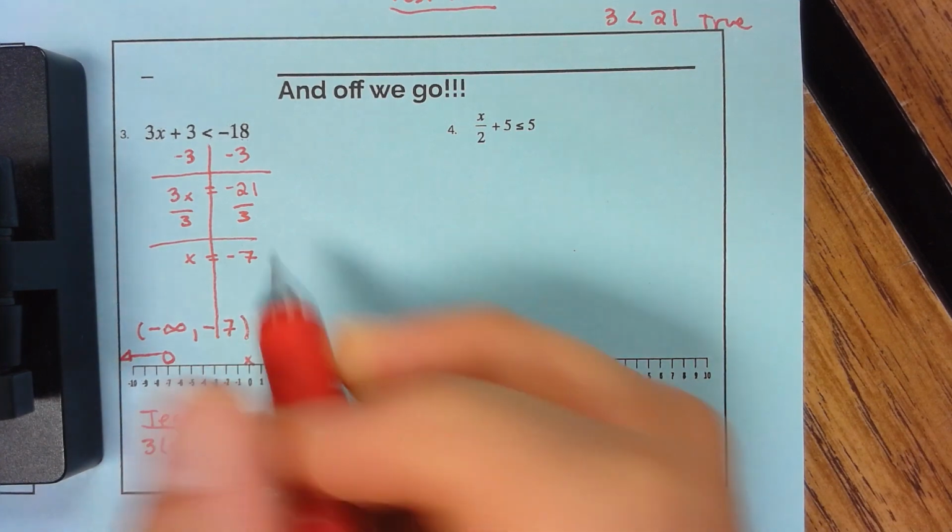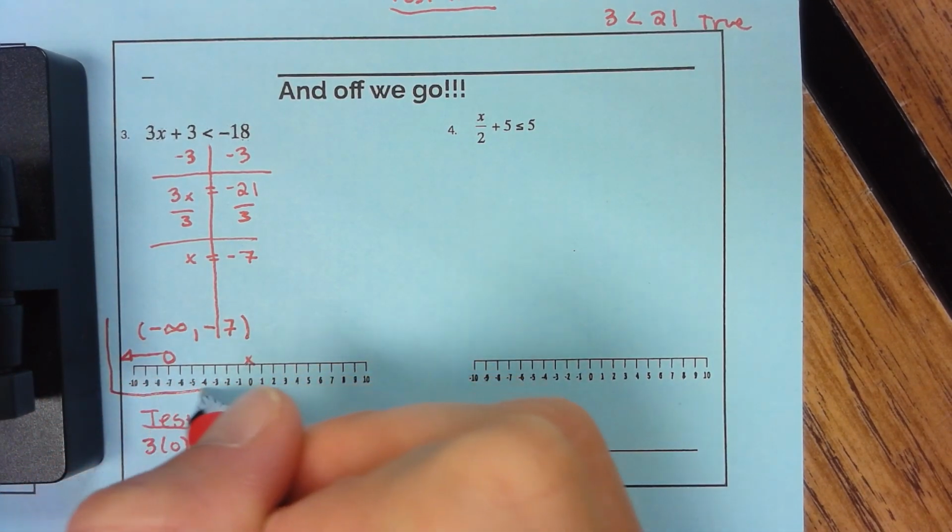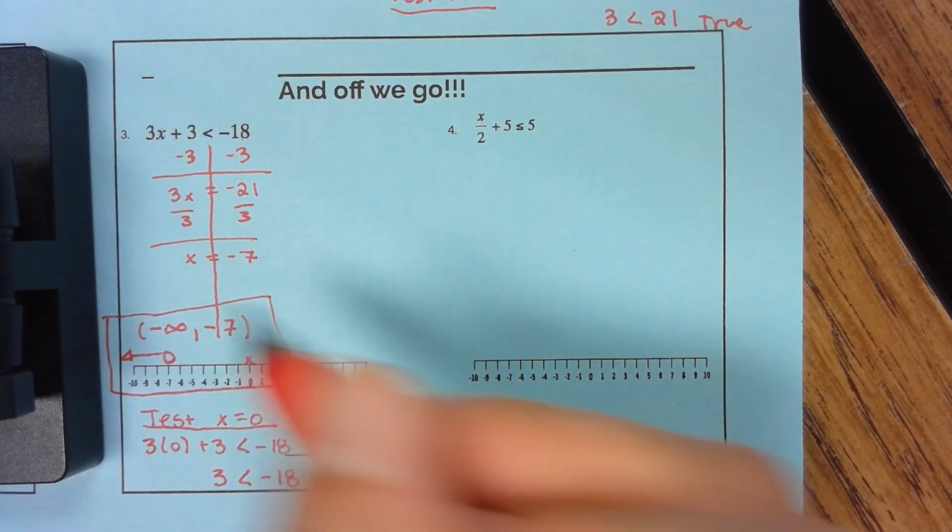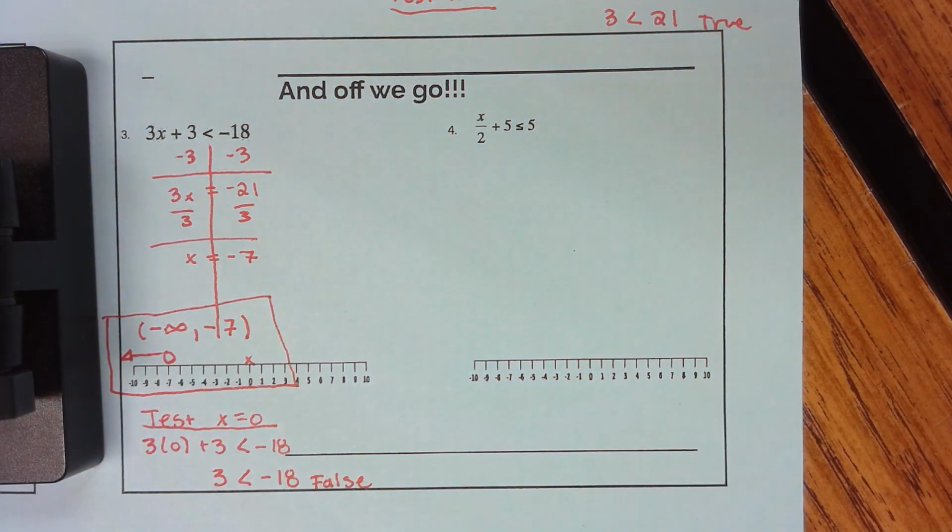Just like before, it's an open parenthesis because we are not including negative 7. It has that open circle and not a closed circle.